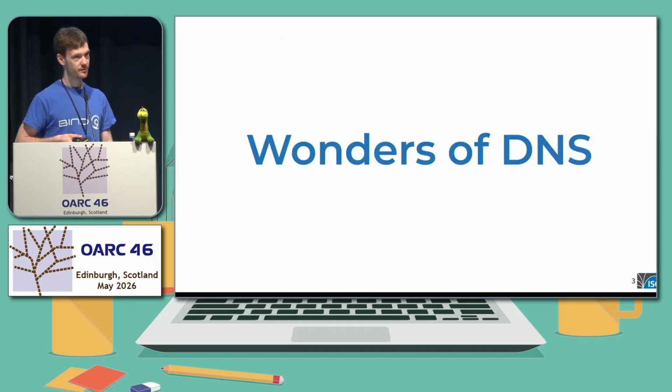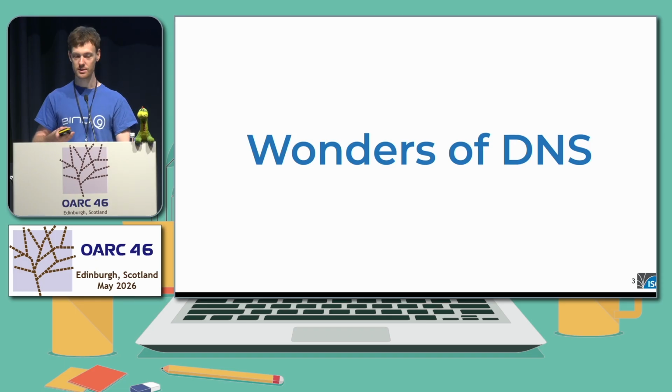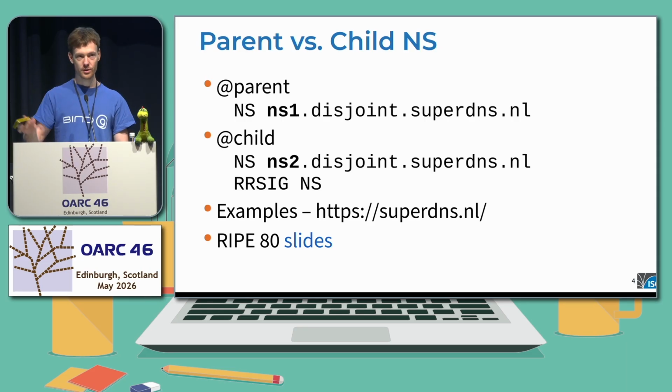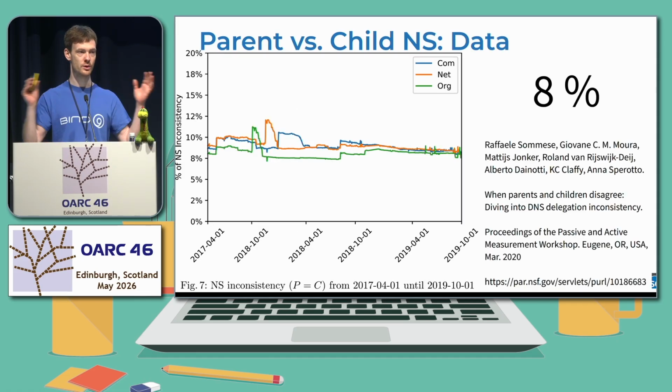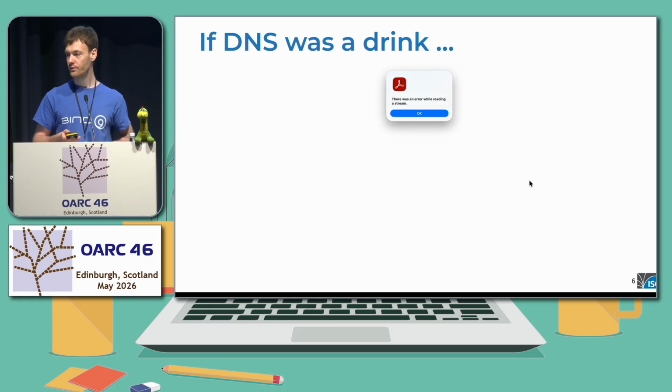If you're in this room, you already know that DNS is a wonderful system where nothing works properly. You know that on the parent side and child side, NS records can be inconsistent, and they are. There was a wonderful research by our session chair, and there's a website where you can read more details and look at the slides. I will summarize it with one number, 8%. By the end of the study, at the end of 2019, 8% of delegations had inconsistent parent and child NS records. So, well, that's about the quality of the data we have to work with. If DNS was a drink, it wouldn't be a very good one.